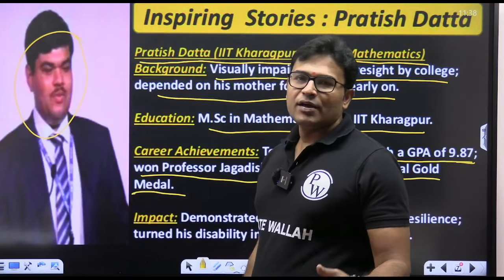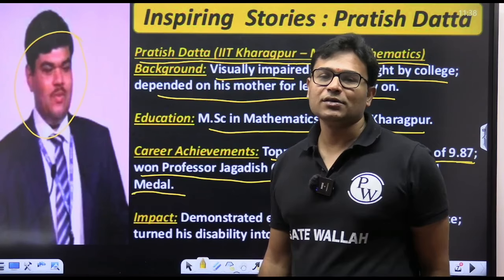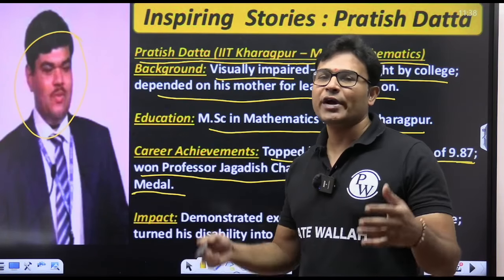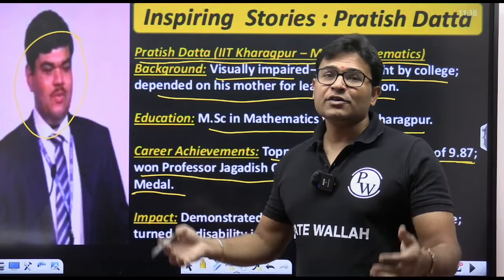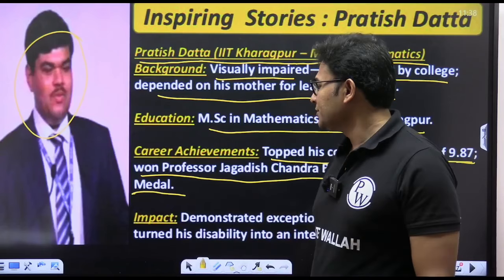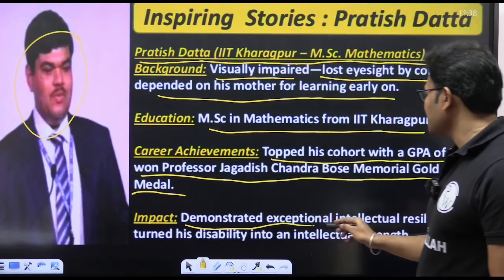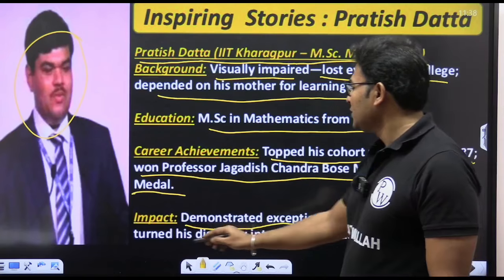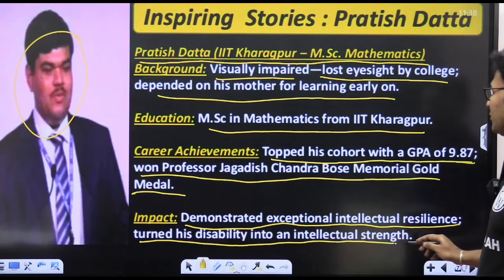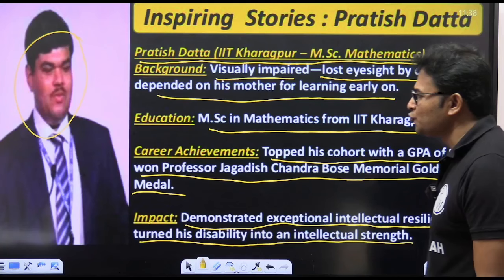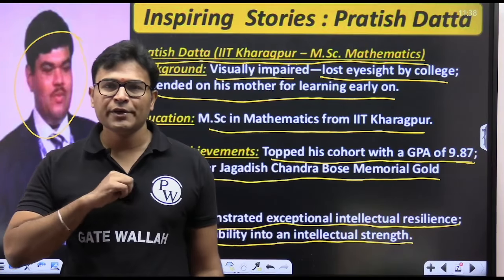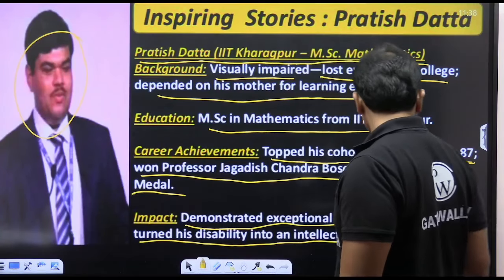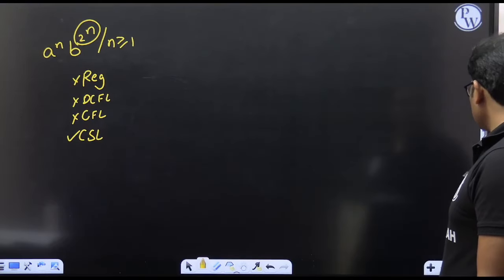A visually impaired person is a gold medalist. See guys, he cannot see, but he got a gold medal. What are you doing? You can see, you have arms, you have legs, you have a computer, you have everything that is required. Why are you not able to succeed? He demonstrated exceptional intellectual resilience and turned his disability into an intellectual strength, right? That is what a person should be like. He is an Indian. I am proud to be an Indian. Jai Hind. Okay, let's see the next question.